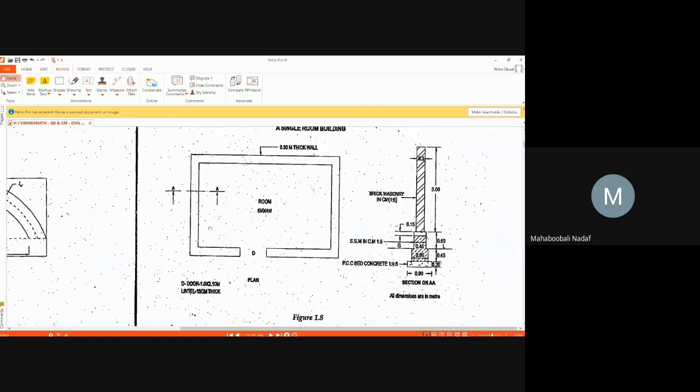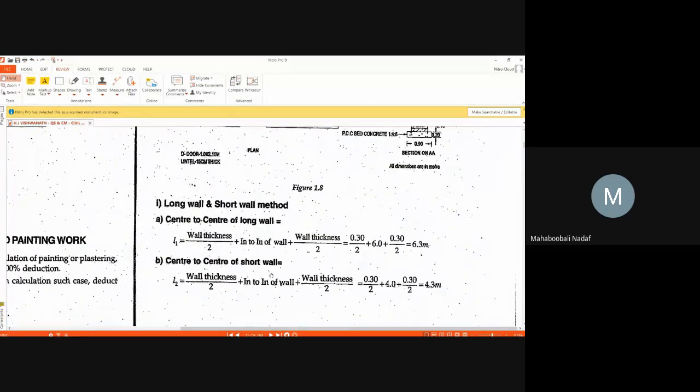Now you can see the calculation has been written like this, in whatever I have shown. So L1 is wall thickness by 2, wall thickness by 2, plus the inside distance. So 0.3 by 2 plus 6 plus 0.3 by 2. Whatever 6 is written, it is the inside distance. Similarly for the short wall.